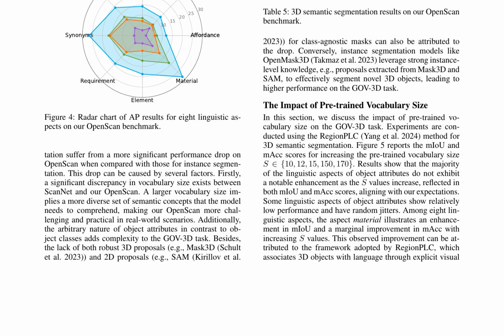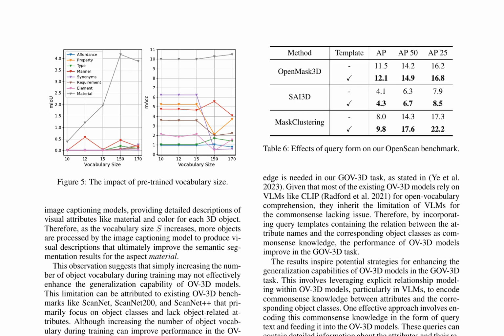The paper also discusses the impact of pre-trained vocabulary size on the GOV3D task, showing that while some aspects may benefit from increased vocabulary size, others do not exhibit significant enhancements. The research paper addresses the limitations of the Open-Vocabulary 3D Scene Understanding (OV3D) task by introducing a more challenging task, Generalized Open-Vocabulary 3D Scene Understanding (GOV3D).